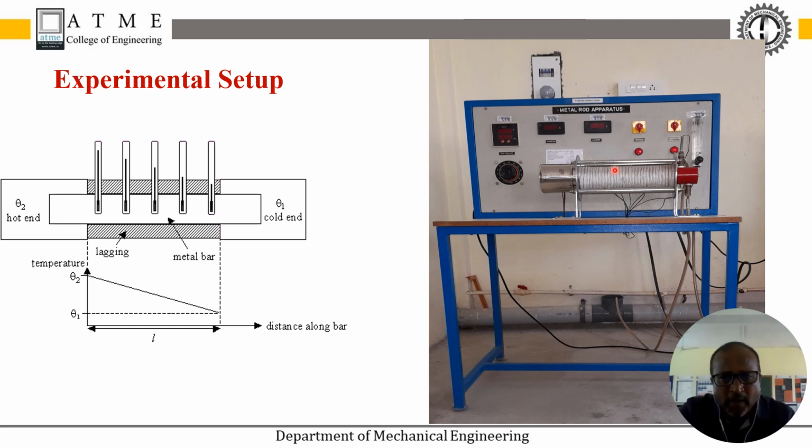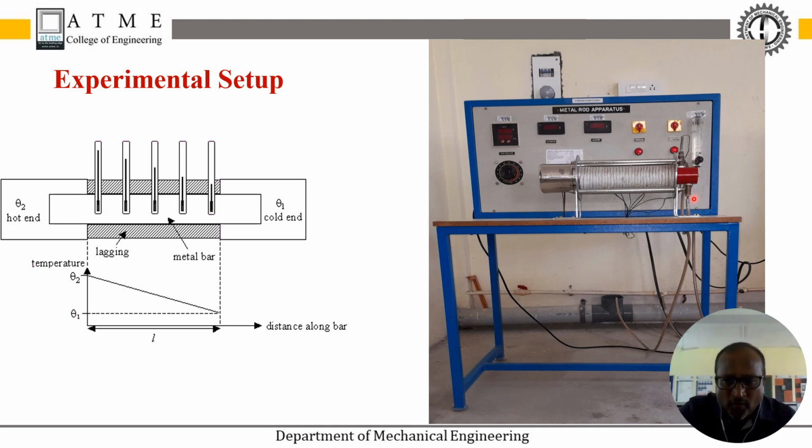Ceramic rope, and that rope is going to help us to prevent the radiation losses and the convection losses, because we are mainly concentrating on conduction here. Hence that rod is inside this, and this rod is heated at one end, electrically, and cooled at the other end using cooling water.